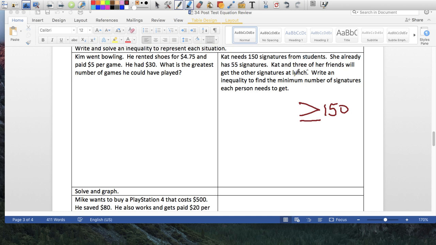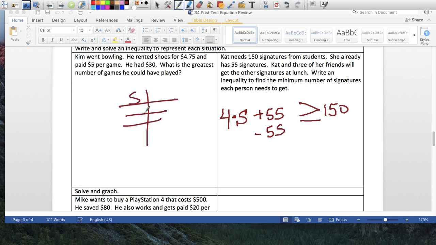So Cat and 3 of our friends, so a total of 4 people are going to get signatures. 4 times whatever the number of signatures that each person will get, plus the 55 that they already have, to be greater than or equal to 150. So if you did a story, I'll do the story here. Signatures, S times 4 plus 55 is greater than or equal to 150.